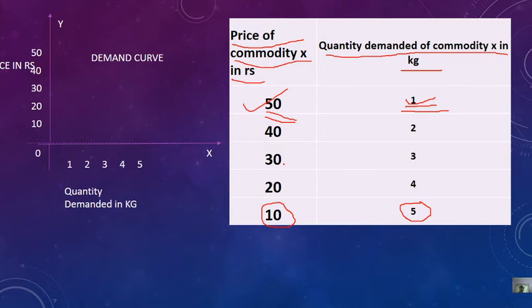So here we make a graphical presentation of this demand schedule. When price is 50, quantity demanded is 1 kg. When price is 40, quantity demanded is 2 kg. When price is 30, quantity demanded is 3 kg. When price is 20, quantity demanded is 4 kg. And when price is 10, quantity demanded is 5 kg.